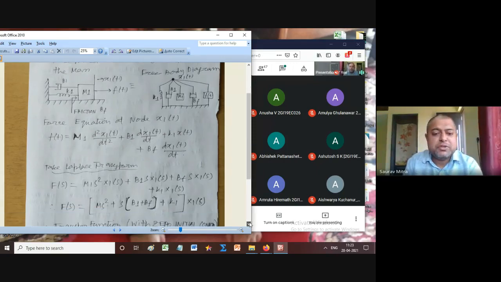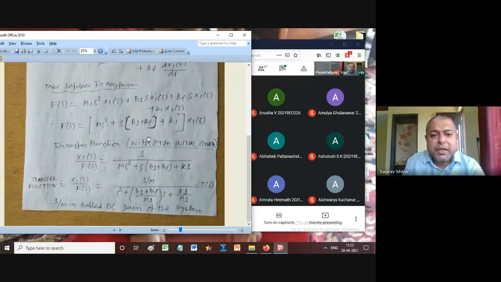So if this is understood, the process is not different. In the previous case it was only sB1, now it becomes sB1 plus BF. So the only change will come in the denominator: previously it was sB1, now it becomes sB1 plus BF.